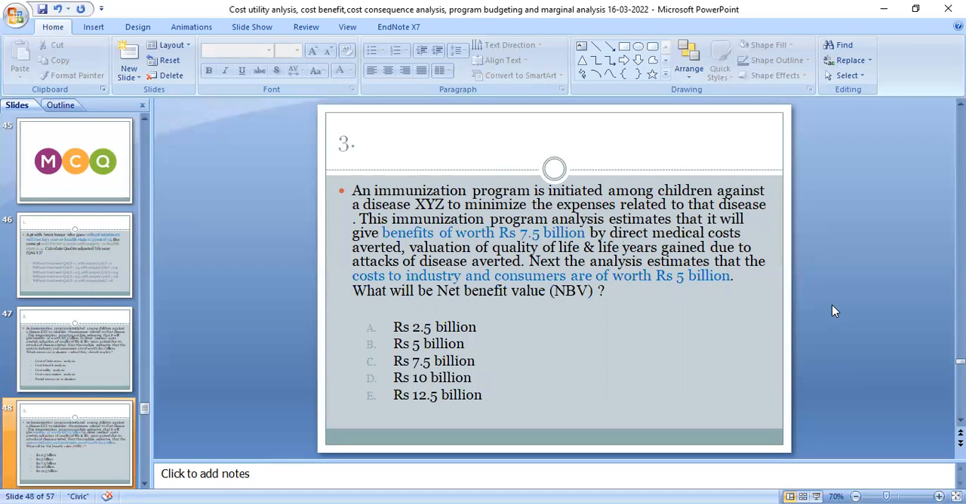Third MCQ: an immunization program is initiated among children against a disease XYZ to minimize the expenses related to that disease. The immunization program analysis estimates that it will give benefits worth rupees 7.5 billion by direct medical costs averted, evaluation of the quality of life and life years gained due to attacks of the disease averted. The analysis estimates that the cost to industry and consumer is worth rupees 5 billion. What will be the net benefit value? Whether it is 2.5 billion, 5 billion, 7.5 billion, 10 billion, or 12.5 billion. A. Yes, A is the correct option. As net benefit value can be obtained by subtracting the costs from the benefits, the answer is 2.5.